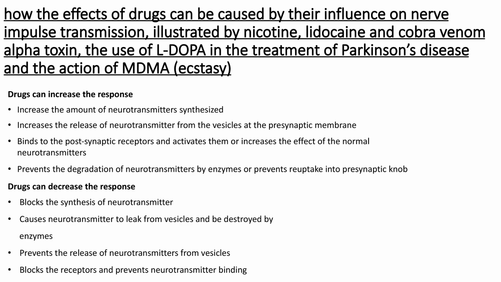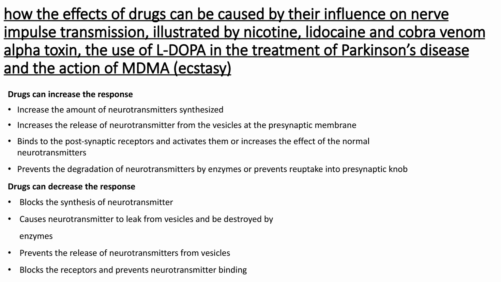So firstly, let's discuss how drugs can affect nerve impulse transmission. Drugs mainly work in two ways. First, drugs can increase the response. Second, drugs can decrease the response.